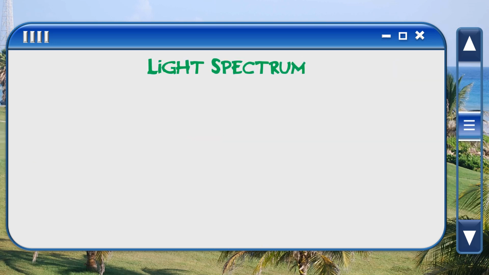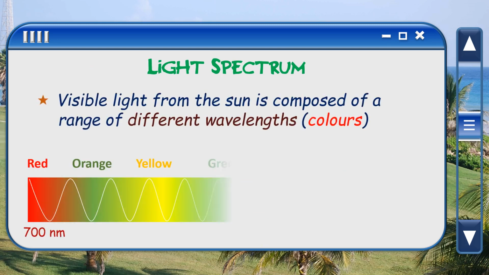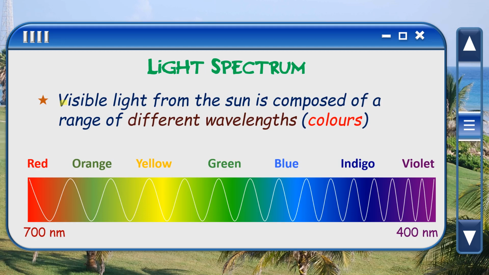Let's look at the light spectrum. Now we have the visible light, and that visible light which comes from the sun is composed of a range of different wavelengths of different colors. For example, if you look at our spectrum here, we have the red, the orange, yellow, green, blue, indigo, and the violet. That is our visible light, which is coming from the sunlight, but with different wavelengths. It runs from 400 nanometers to 700 nanometers.